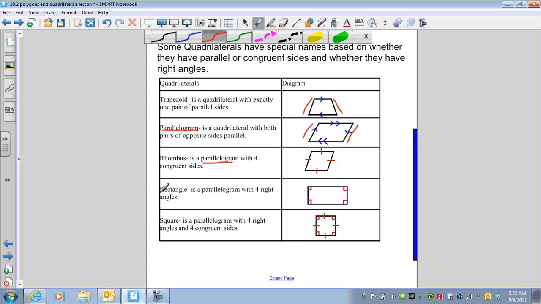A rectangle, which you should be familiar with, is a parallelogram because it has 4 sides, but they all have right angles. So these are still parallel to one another, but now we have 4 right angles in it. And a square is a parallelogram with 4 right angles and 4 congruent sides. So I would take a second and put this into your notebook to help you have a key for when we get to the quiz.